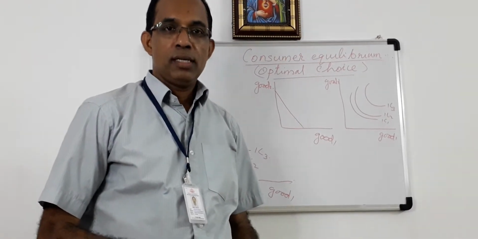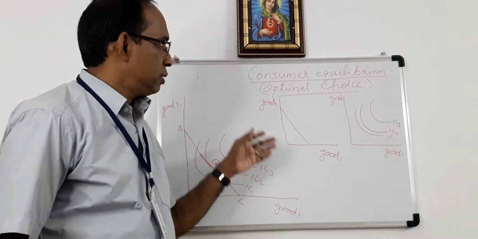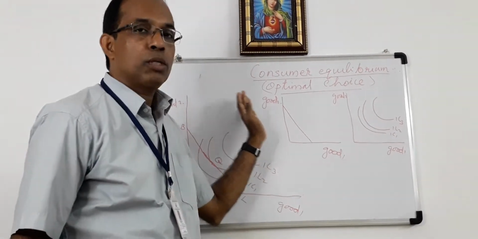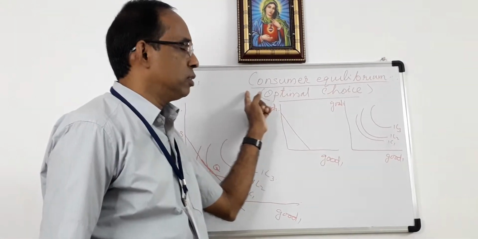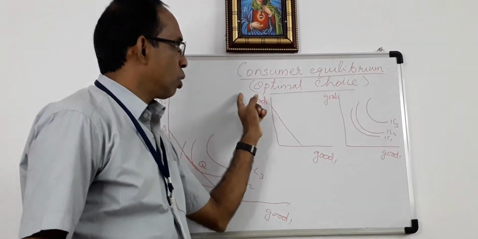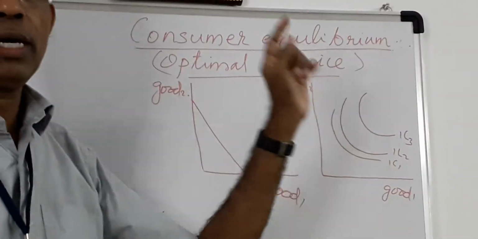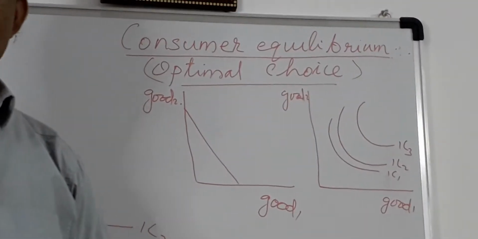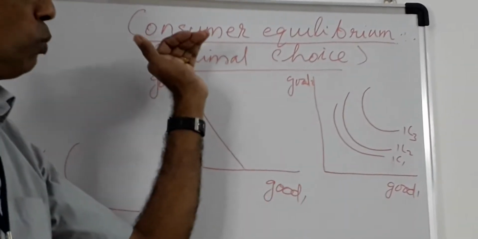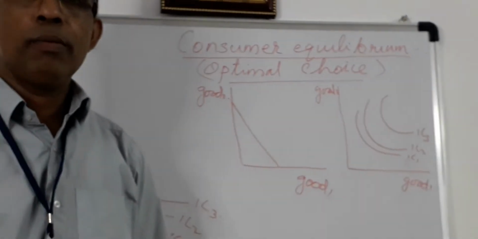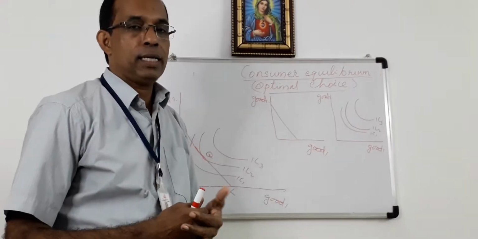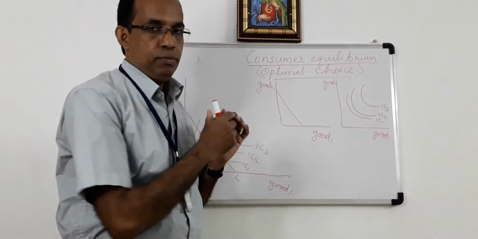Dear students, let us come back to economics class. Today we take a very important topic in economics, that is consumer equilibrium, also called the optimal choice of a consumer. How does a consumer reach equilibrium? What is consumer equilibrium? Equilibrium is a point where the consumer gets maximum satisfaction with his income.